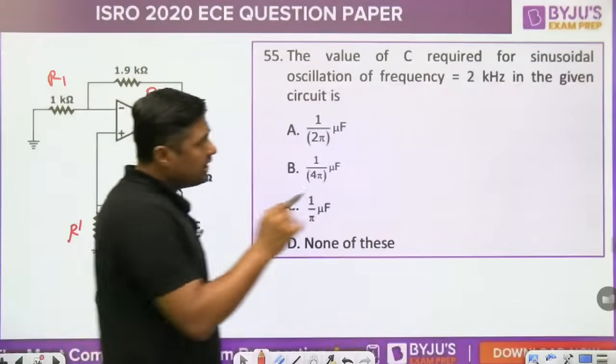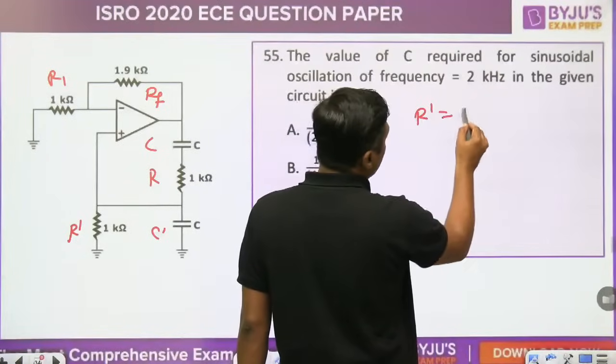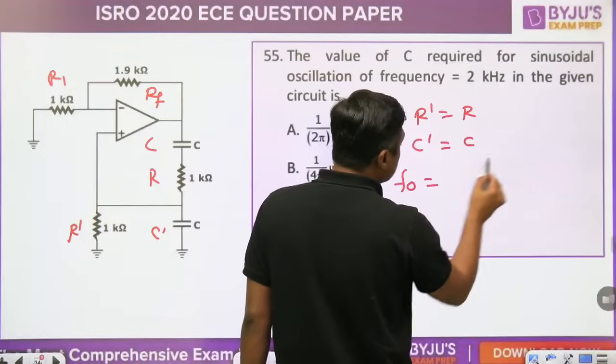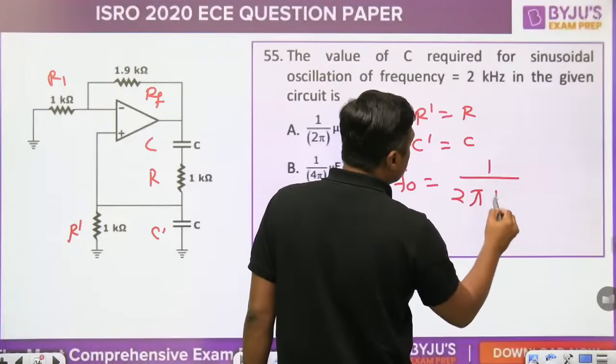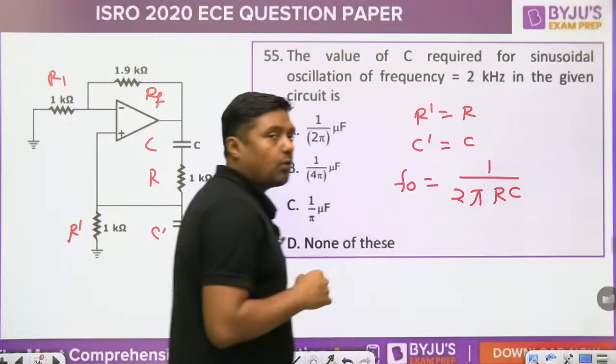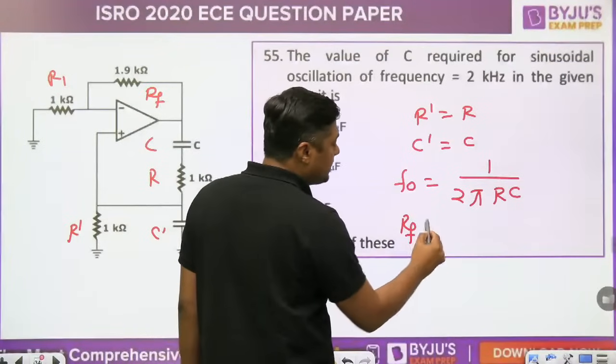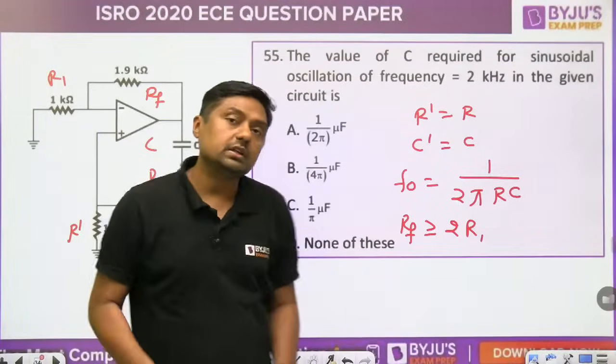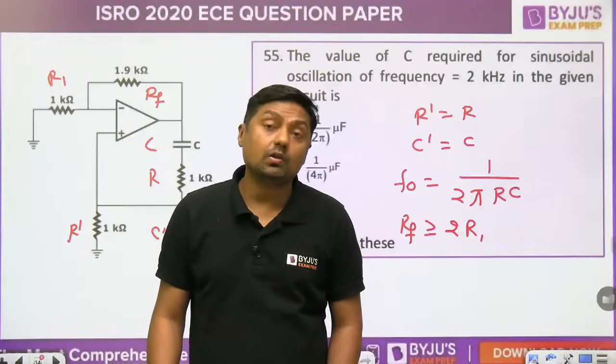So there is one condition. If R dash is equal to R and C dash is equal to C, then the frequency of oscillation is given by 1 by 2 pi RC. But guys, there is one problem. RF should be greater than or equal to 2 times R1.